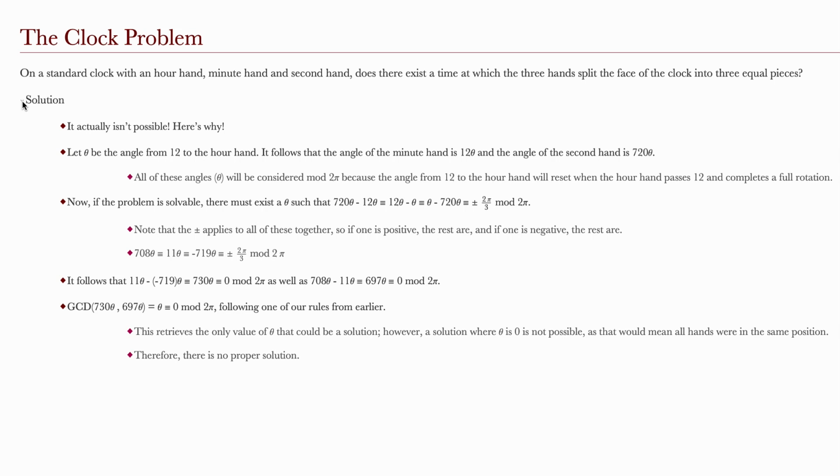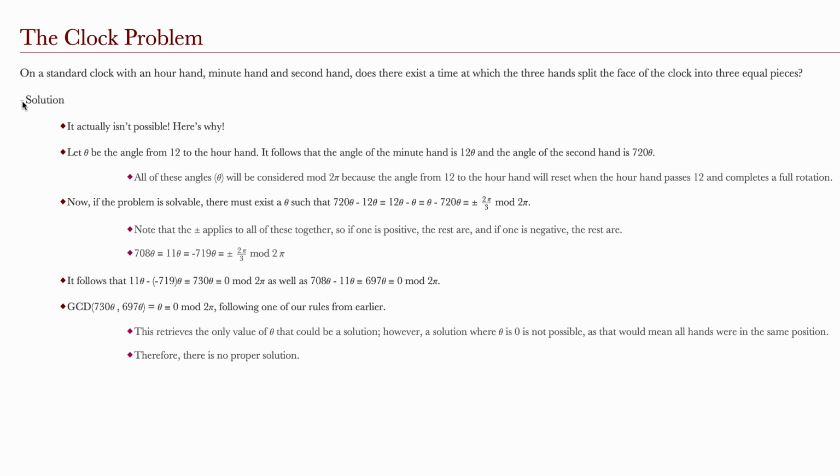So, if the problem is solvable, there must exist a theta such that 720 theta minus 12 theta is congruent to 12 theta minus theta, which is also congruent to theta minus 720 theta, which is also congruent to plus or minus 2 pi over 3 mod 2 pi. You should note that the plus or minus applies to all of these together, so if one is positive, the rest are, and if one is negative, the rest are. Using some math, we can simplify this to 708 theta is congruent to 11 theta, which is congruent to negative 719 theta, which is congruent to plus or minus 2 pi over 3, mod 2 pi.